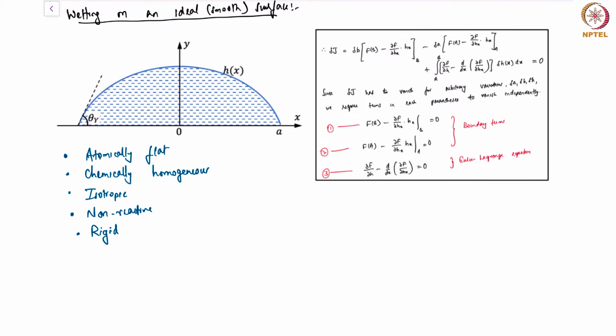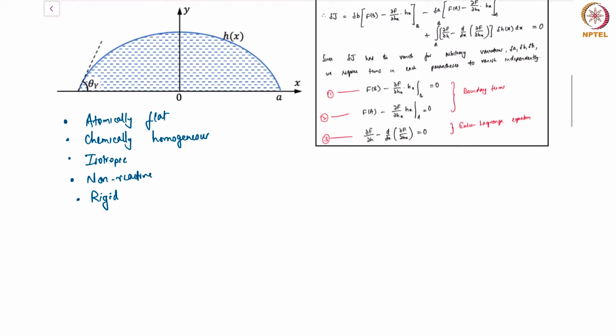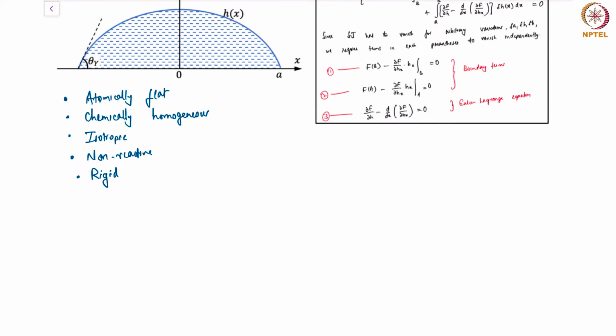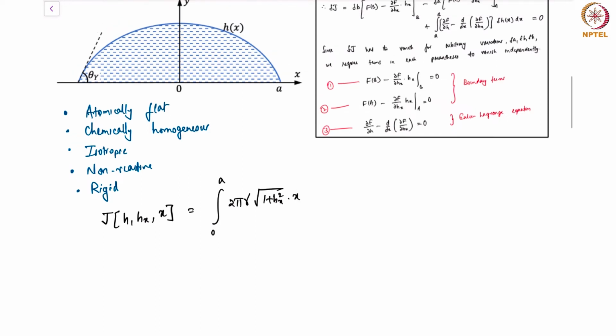Now, if we have such a surface, we can write down the free energy for such a surface. Let's write down the free energy first. This is a functional, a function of h and h_x, and also the position x, where you're going from 0 to a, the integral of 2 pi gamma square root of 1 plus h_x squared, times x. Let me explain what we are doing here.